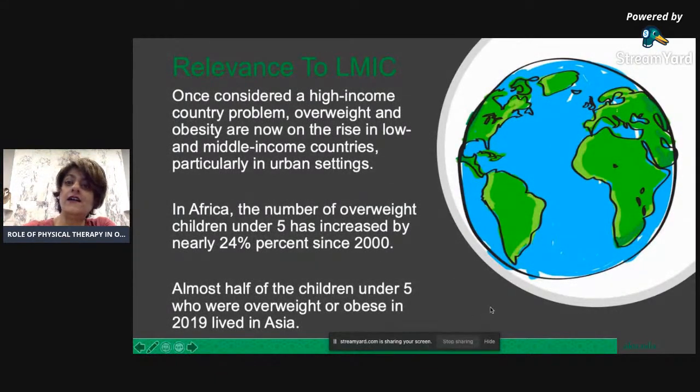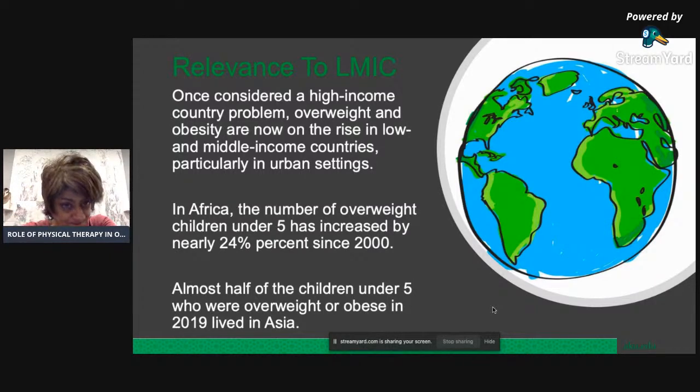Okay, now why is this relevant to low and middle income countries like Pakistan? Why should you as physiotherapists in Pakistan care about obesity? Well, the truth of the matter is that initially, obesity was thought to only affect individuals in high-income countries, such as Canada, the U.S., and different countries in Europe. But there's actually an increase in the amount of people and children that are overweight and obese in low and middle income countries such as Pakistan, particularly in urban settings. And a really big urban setting is Karachi, right? Karachi, Islamabad, Lahore, those are urban settings where we're seeing an increase in childhood and adult obesity.